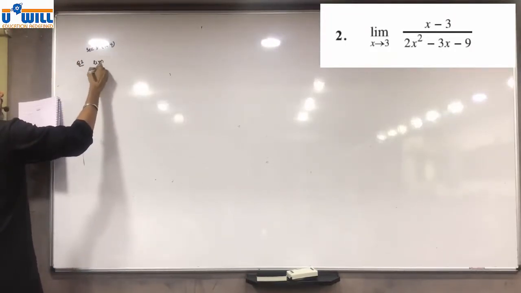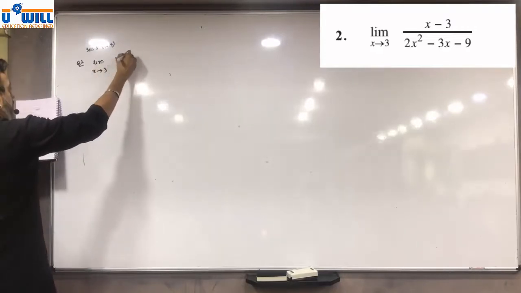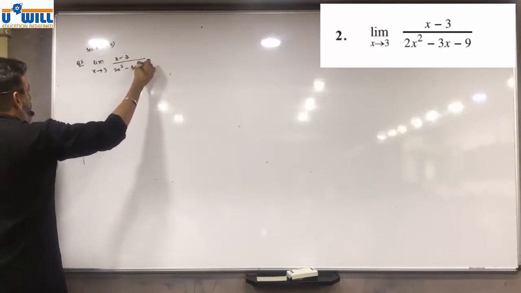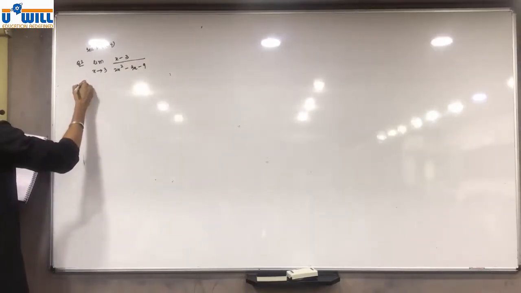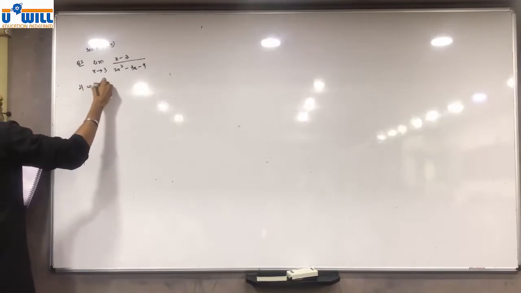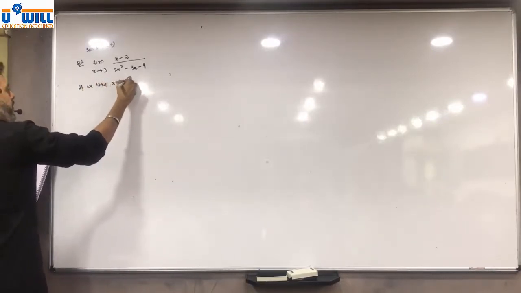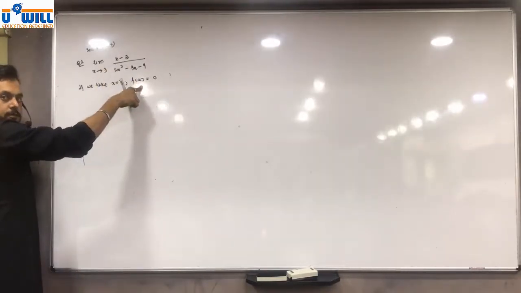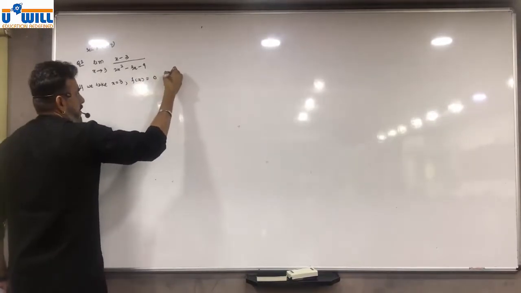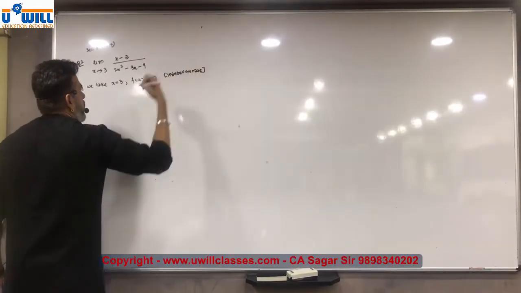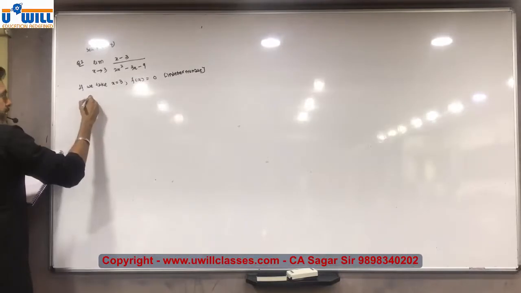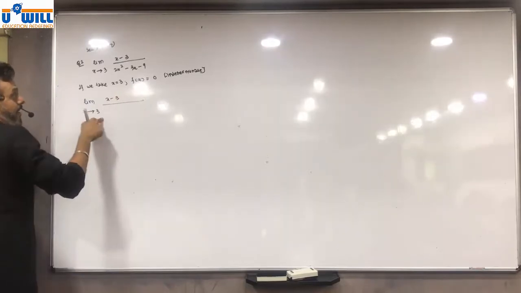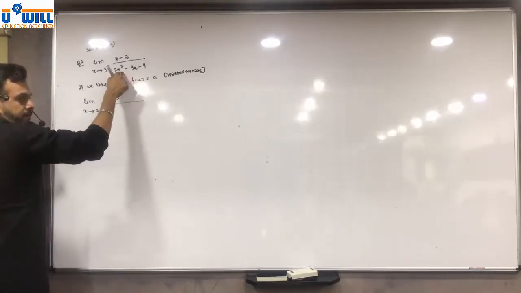Limit x approaches 3, x minus 3 upon 2x square minus 3x minus 9. If we take x is equal to 3, f of x becomes 0 because 3 minus 3 is 0, which is indeterminate. Hence we'll go for factorizing. So limit x approaches 3, x minus 3, x minus 3. अब इसको factorize कर सकते हैं.